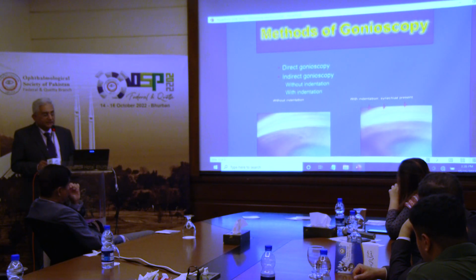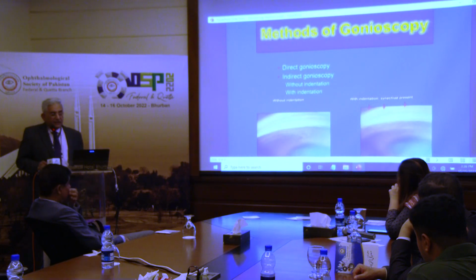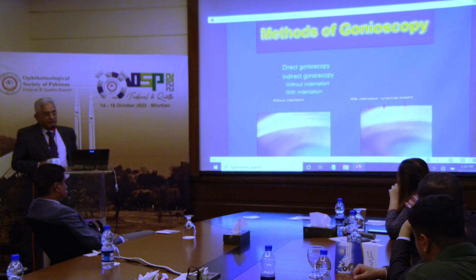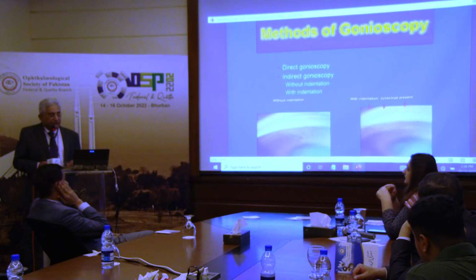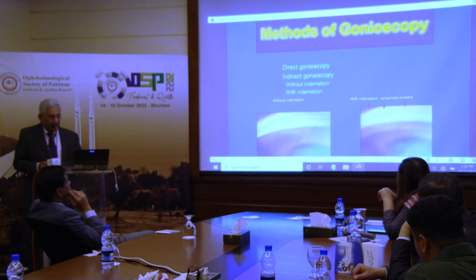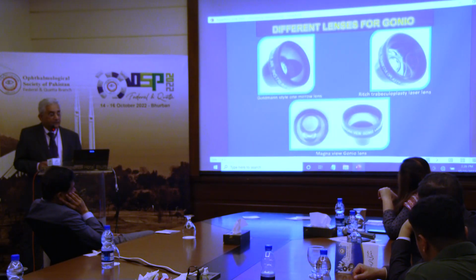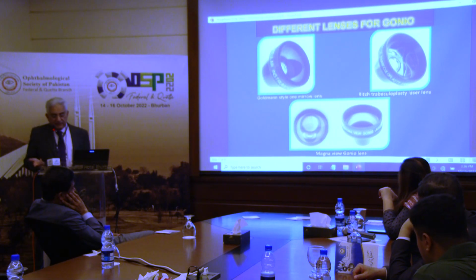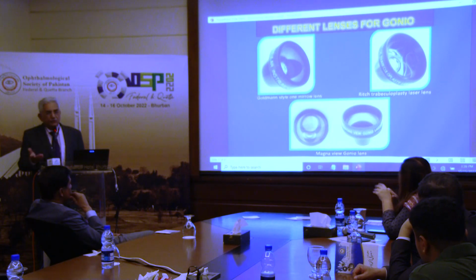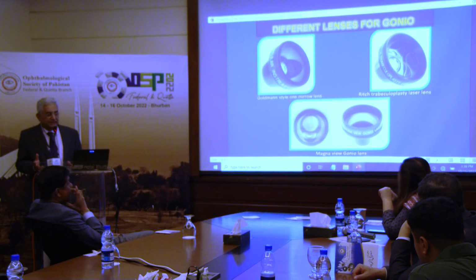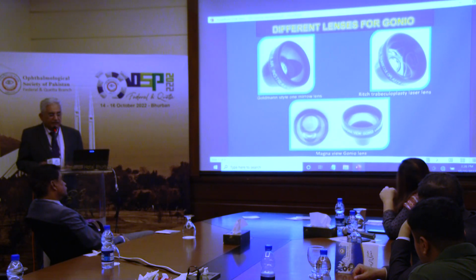There are direct methods and there are indirect methods. And indirect is without indentation, and there is one with indentation. You can see in the picture without indentation how the angle looks, and with indentation how it opens up. These are the different lenses that we can use. Specialized lenses are available, but they're very expensive. But you can use only your simple 3 mirror, which is present in every eye clinic. Every eye surgeon has got it. And then you can just keep rotating it, and you can do a gonioscopy.